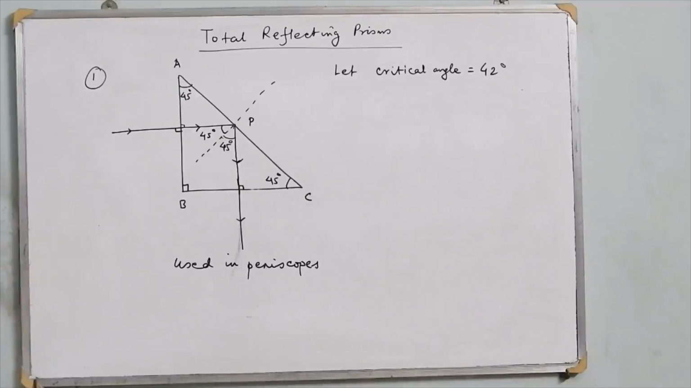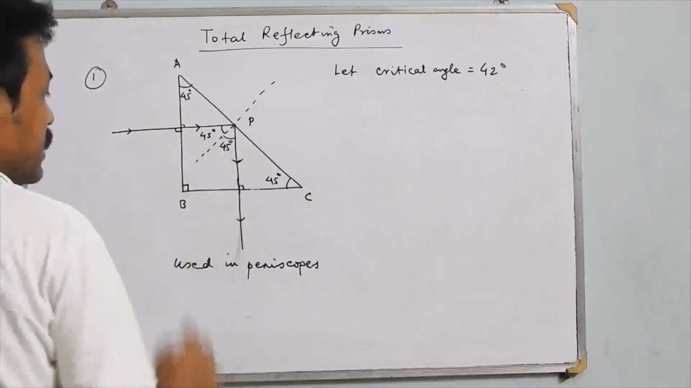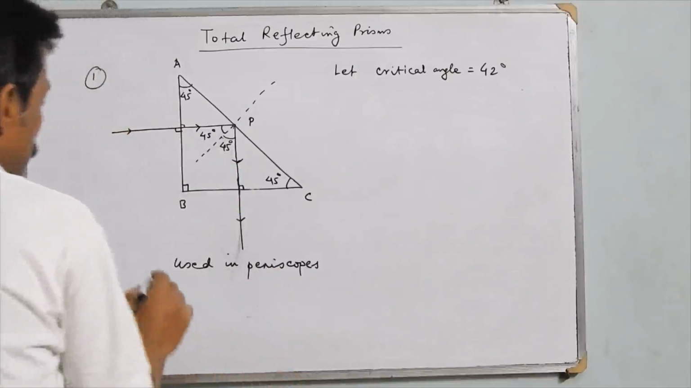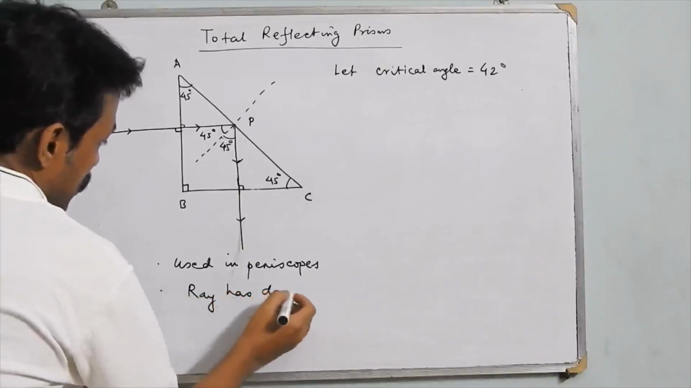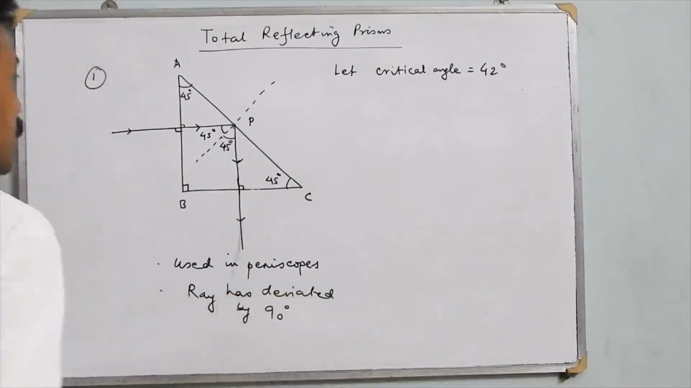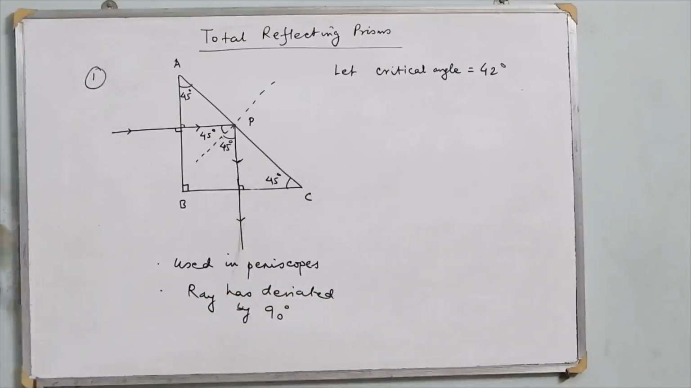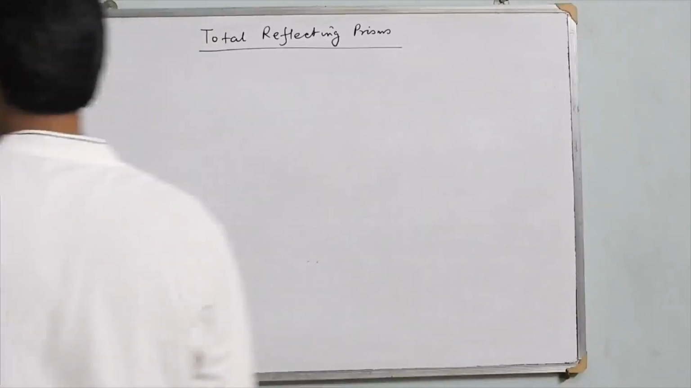Now if you take the same prism, you can see that the ray will deviate by 180 degree. In this case the ray has deviated by 90 degree. This ray has deviated by 90 degree. The ray has deviated by 90 degree. You can show an example where the ray can be deviated by 180 degree also. So let us take that example. The same prism I will use.